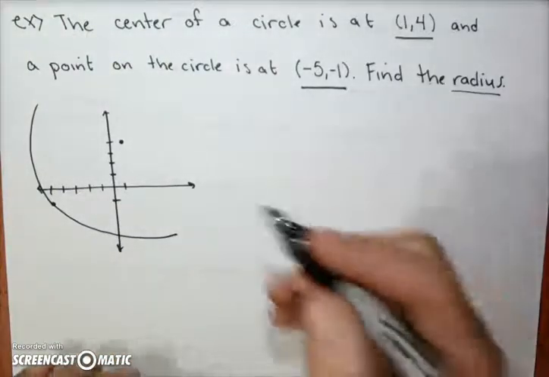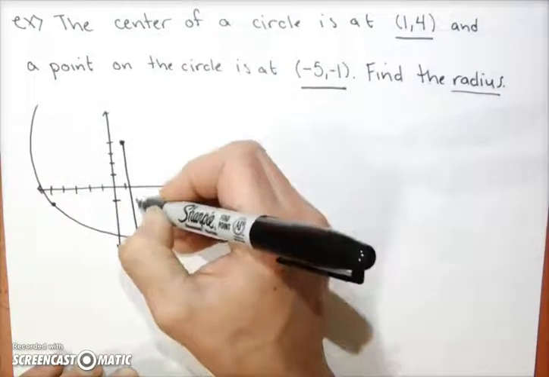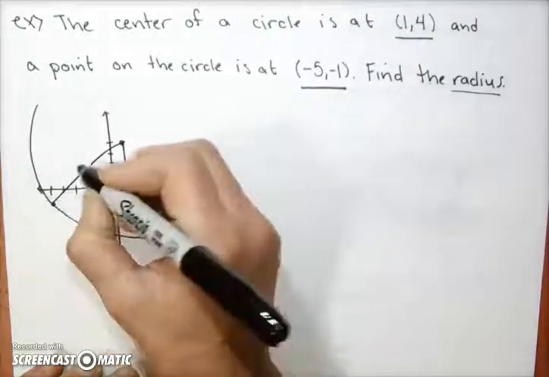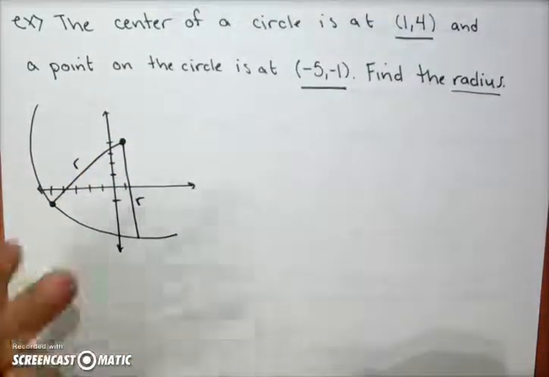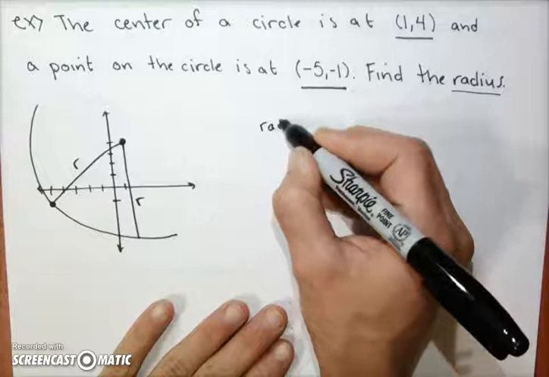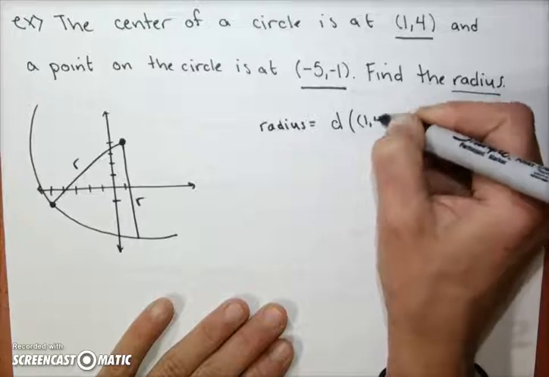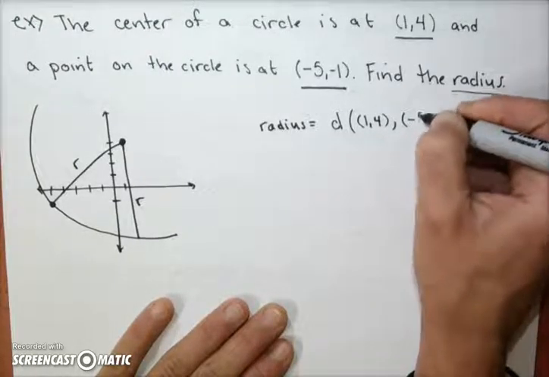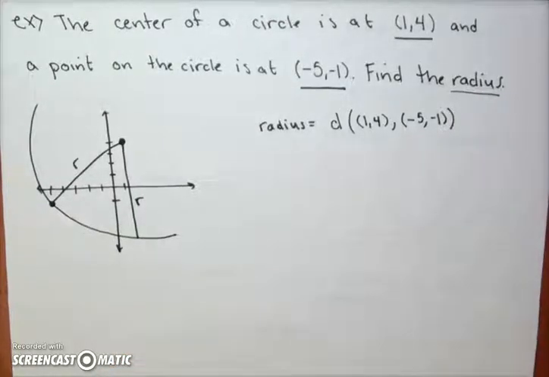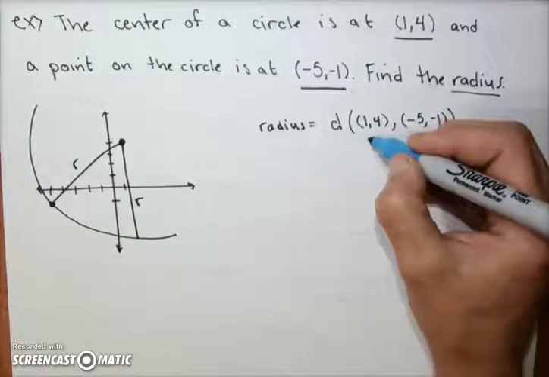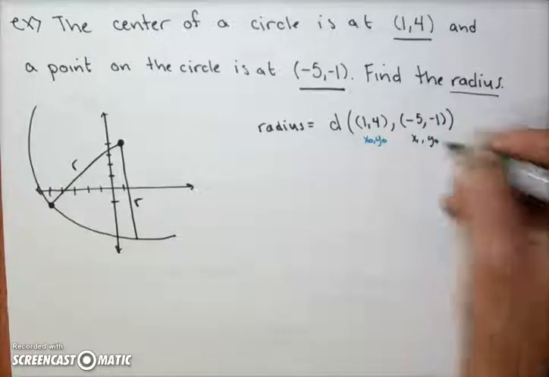The radius of a circle is just the distance from the center to any point on the circle. So if I calculate the distance between the center and the point that I'm given, that will tell me the radius. So the radius will be the distance between 1 comma 4 and -5 comma -1. And so we can treat this as our x0, y0, and this point as our x1, y1.